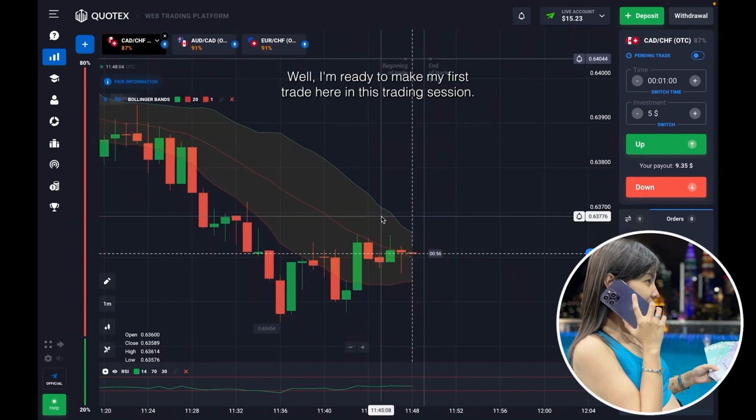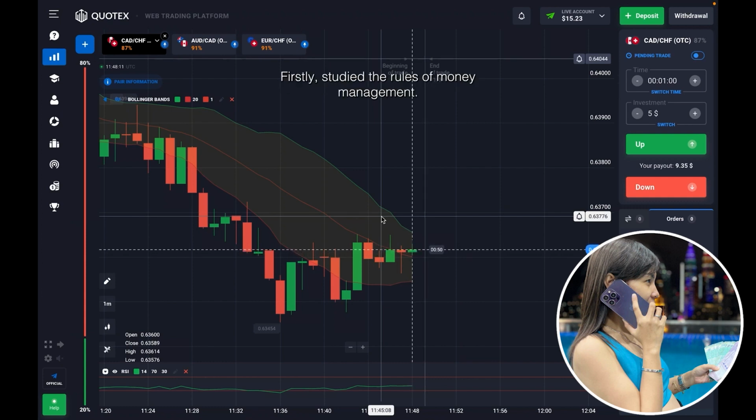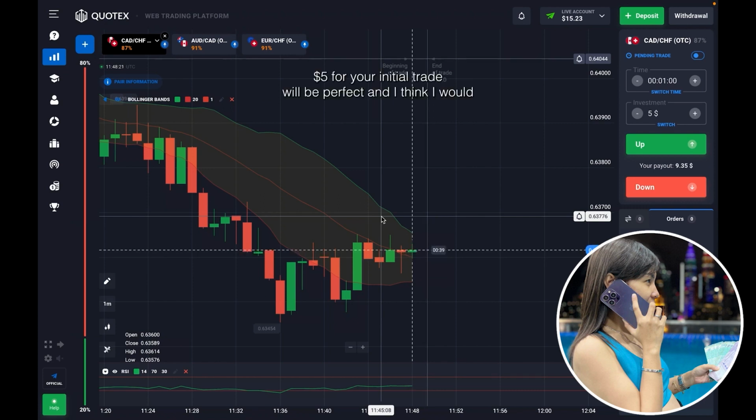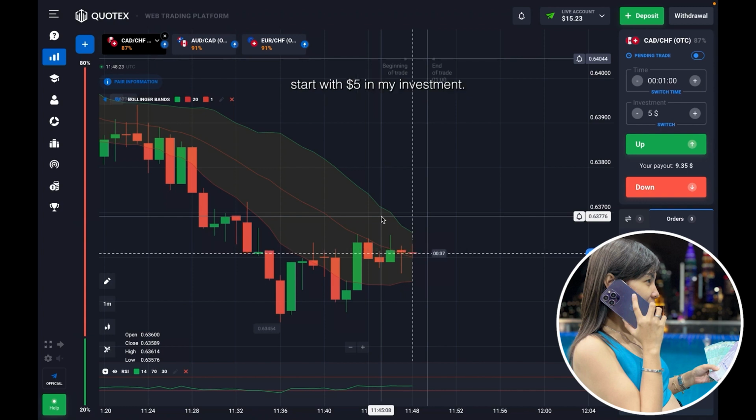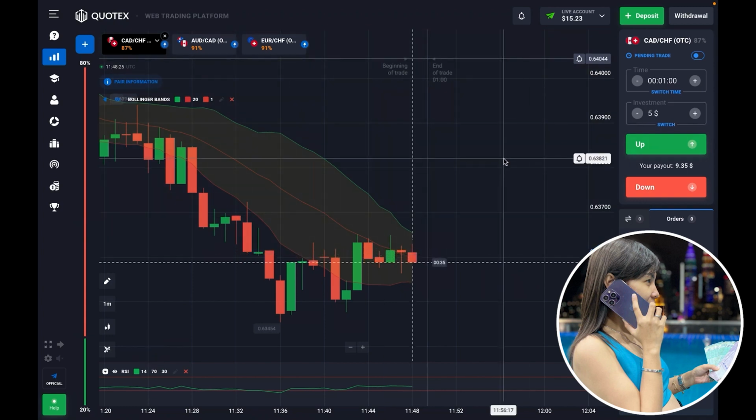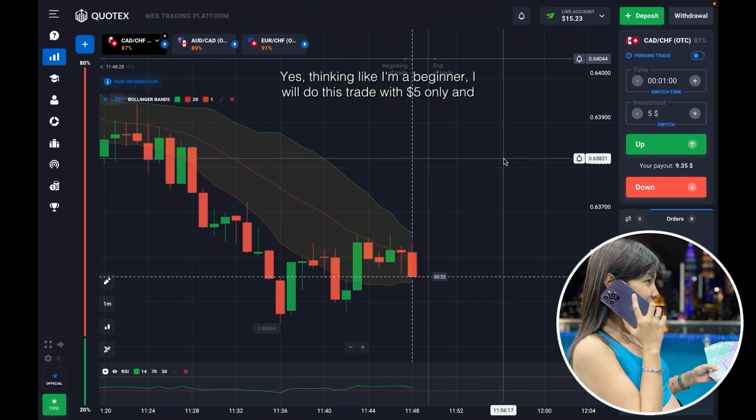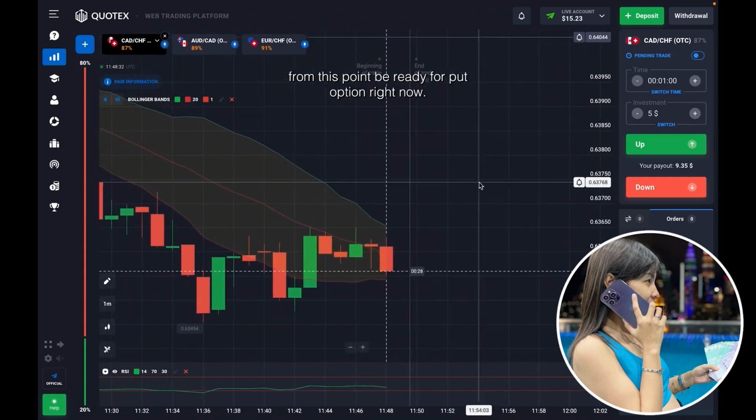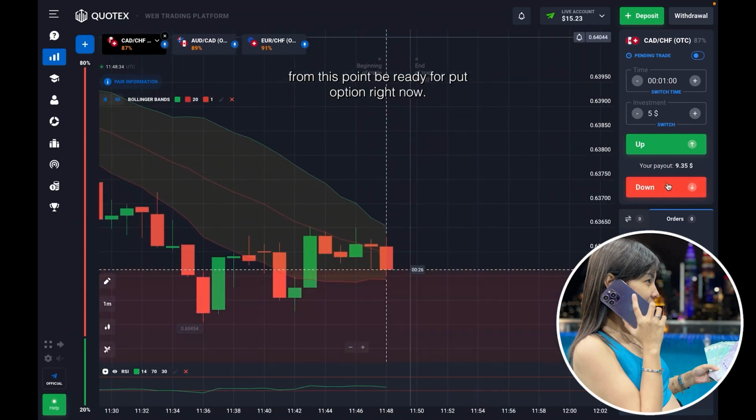Well, I'm ready to make my first trade in this trading session, but what about money management? Firstly, study the rules of money management. If you have, for example, $100, firstly use 5% of your wallet. So $5 on your initial trade will be perfect, and I think I will start with $5 in my investment. Like a beginner, I will do this with $5 only, and from this point be ready for a put option right now.